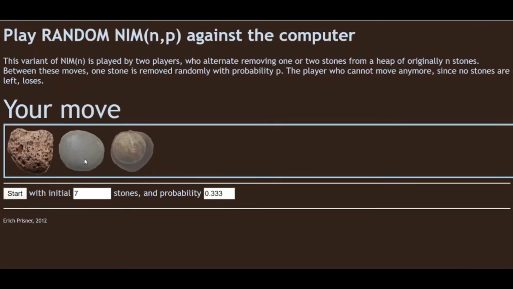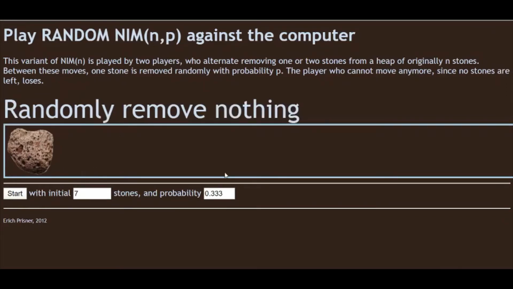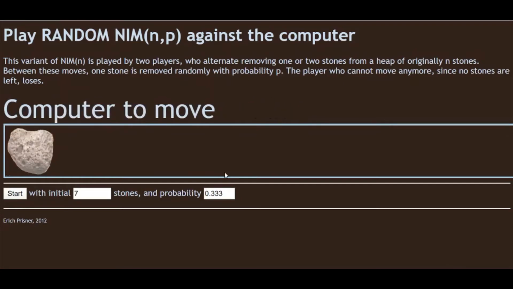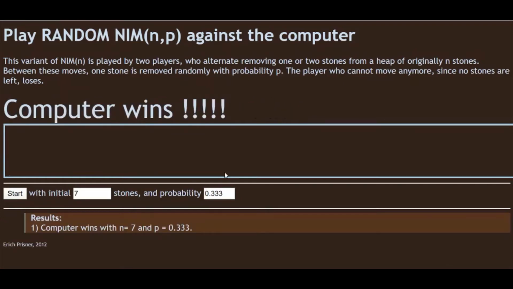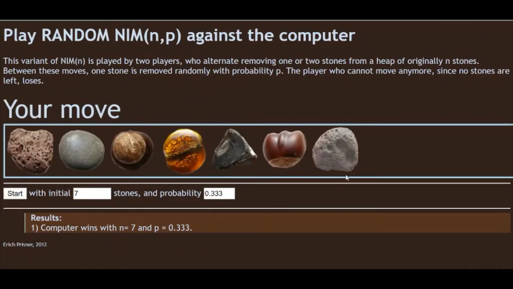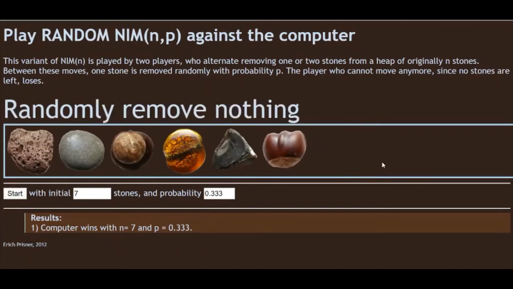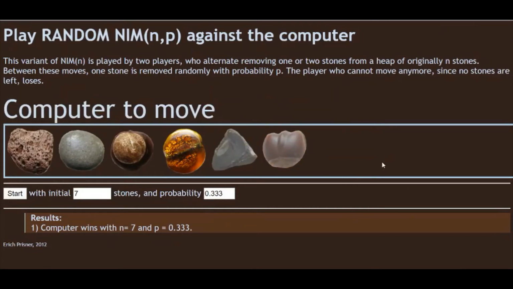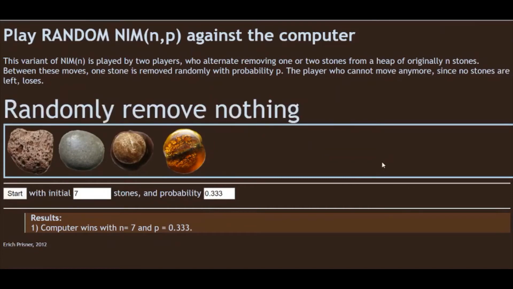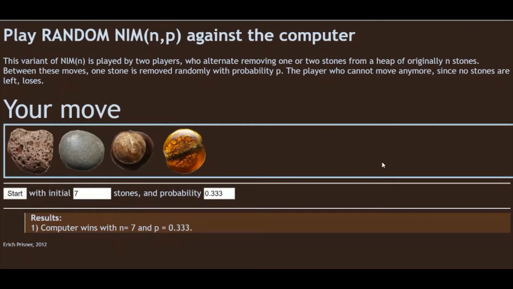So let's see whether we get lucky. Nothing is removed. That means the computer can remove the final one and the computer wins. So you see already the difference. If we start with taking 1 stone, in this case, we lose. So let's try it again. We remove 1 stone, nothing is removed. Computer removes 2 stones, nothing is removed. Now we have 4 stones.